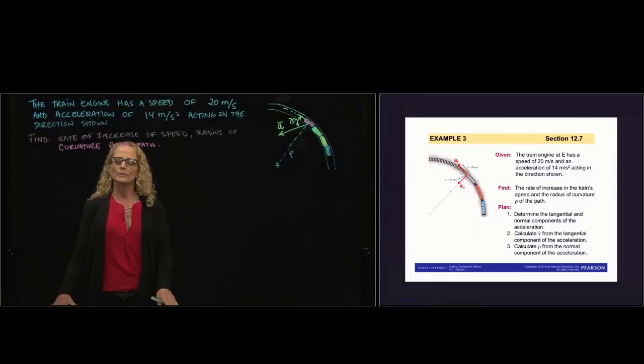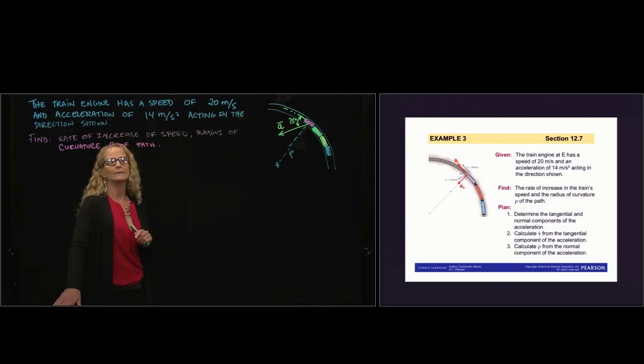This is example number 3, section 12.7. The train engine has a speed of 20 meters per second and an acceleration of 14 meters per second squared, acting in the direction shown.